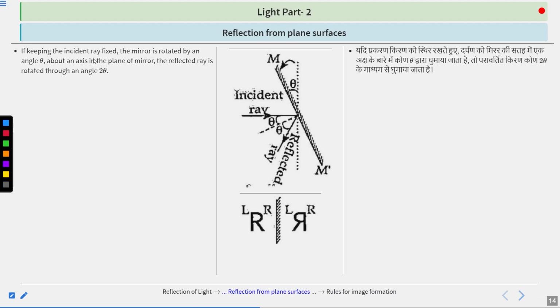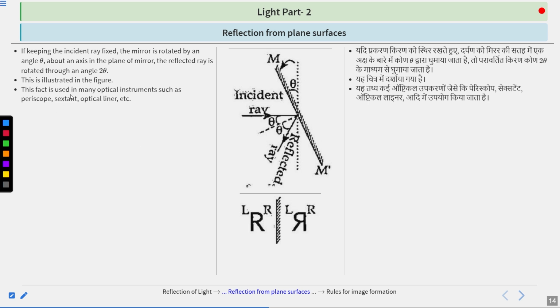If, keeping the incident ray fixed, the mirror is rotated by an angle theta about an axis in the plane of the mirror, the reflected ray is rotated through an angle 2 theta. This is illustrated in the figure. Here you can see. This fact is used in many optical instruments such as periscope, sextant, optical lever, etc.